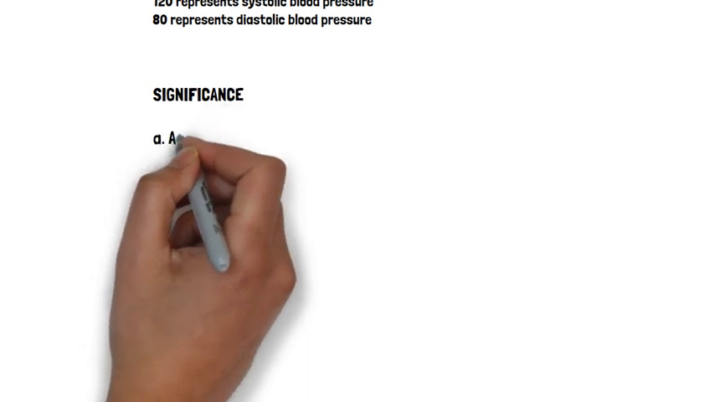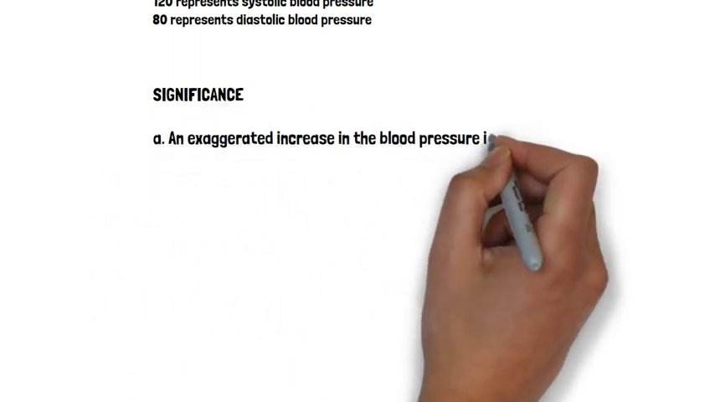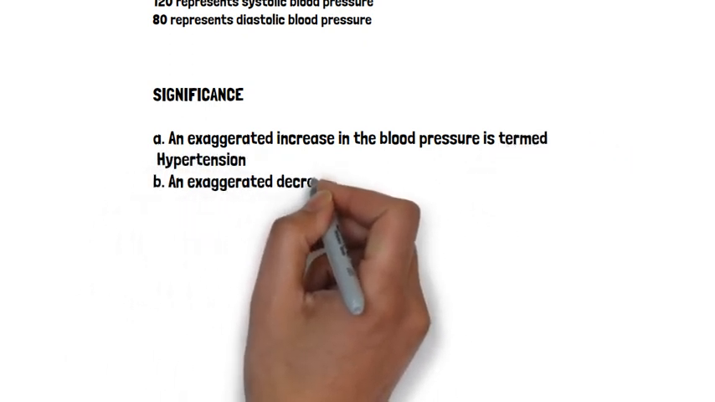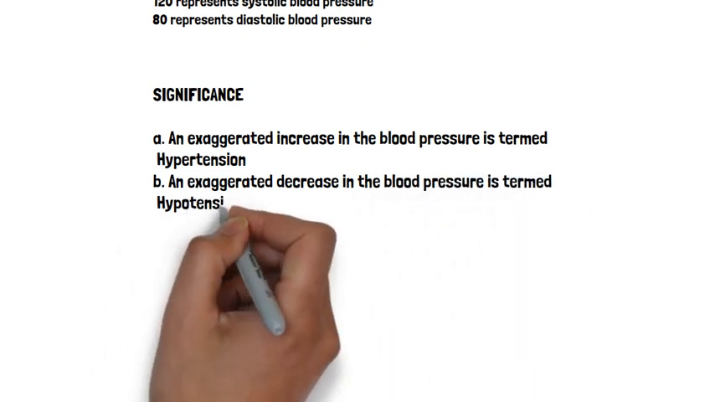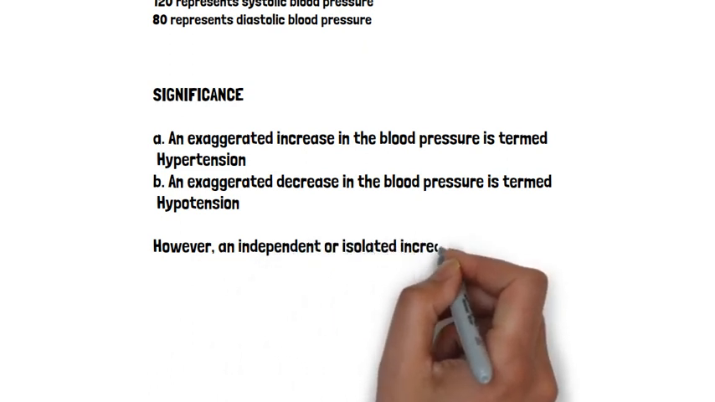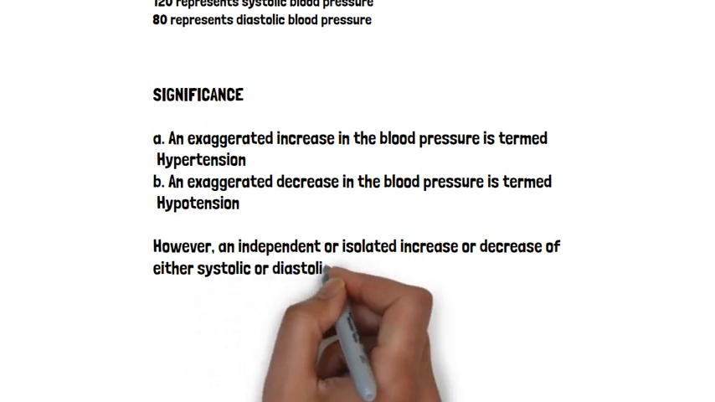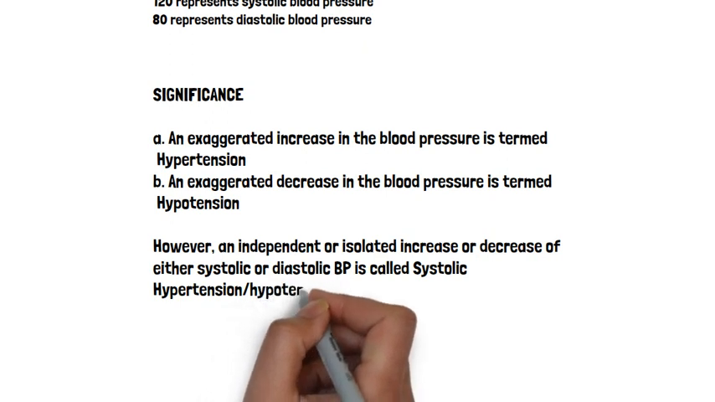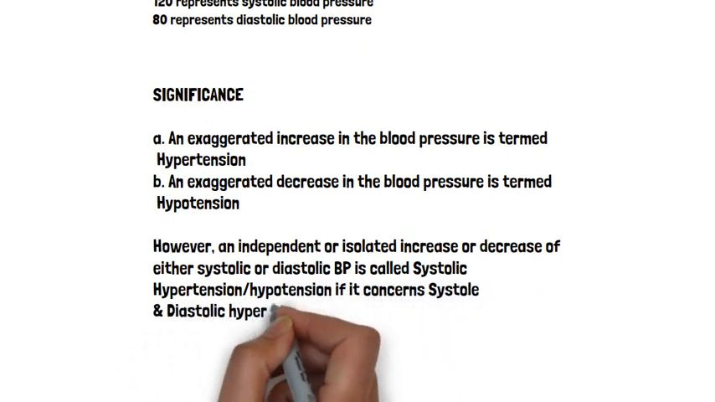An exaggerated increase in BP will be termed as hypertension. An exaggerated decrease in BP will be termed as hypotension. Now, there are many factors that could cause this, and those will be looked at in another video. Anyways, an independent rise or drop in BP is termed as systolic hypertension or systolic hypotension if it concerns systole. And if it concerns diastole, the same applies: diastolic hypotension or diastolic hypertension.